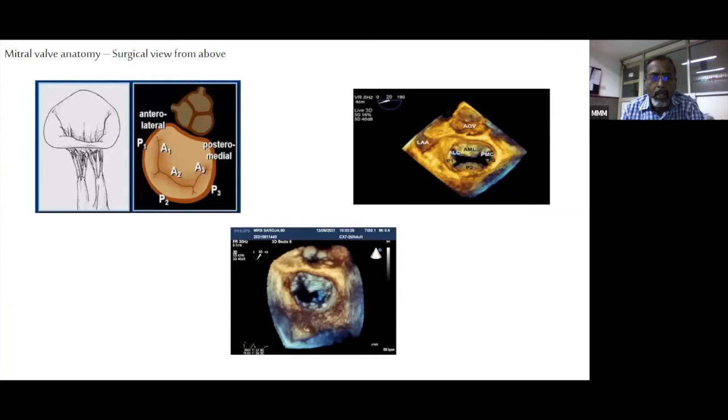If you look at the mitral valve, it has two leaflets, anterior and posterior. The anterior is large and occupies less circumference than the posterior mitral leaflet. Each leaflet is divided into three scallops, P1, P2, P3, and A1, A2, A3. And there are two commissures, anterolateral and posteromedial.